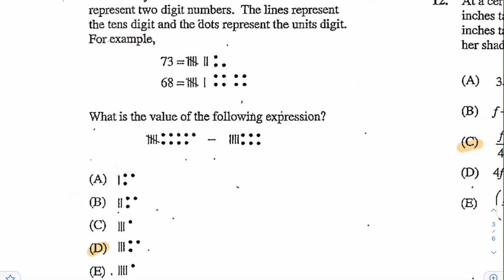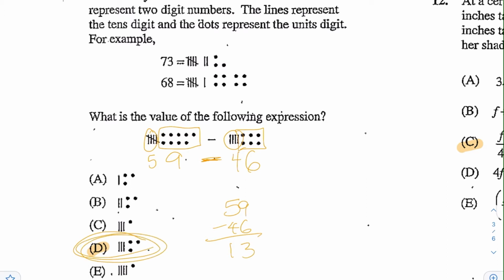Next one, number 9, a certain system of numbers uses dots and lines to represent 2-digit numbers. The lines represent the 10s digit and the dots represent the unit digit. So I have 2 examples there. What's the value of the following expression? So here, this is the 10s, which is 5, and this is the 1s, and you see 9 dots, so that's 59, minus, this is the 10s, which is 4, and you have 6. So 59 minus 46 is equal to 13.